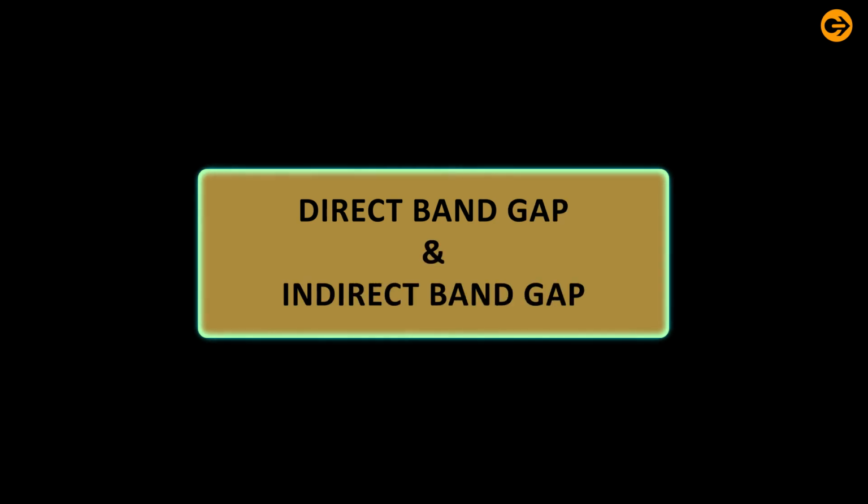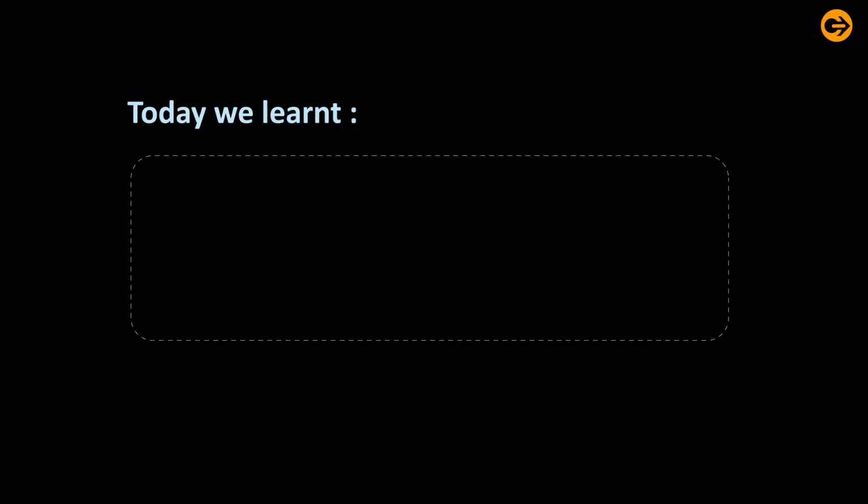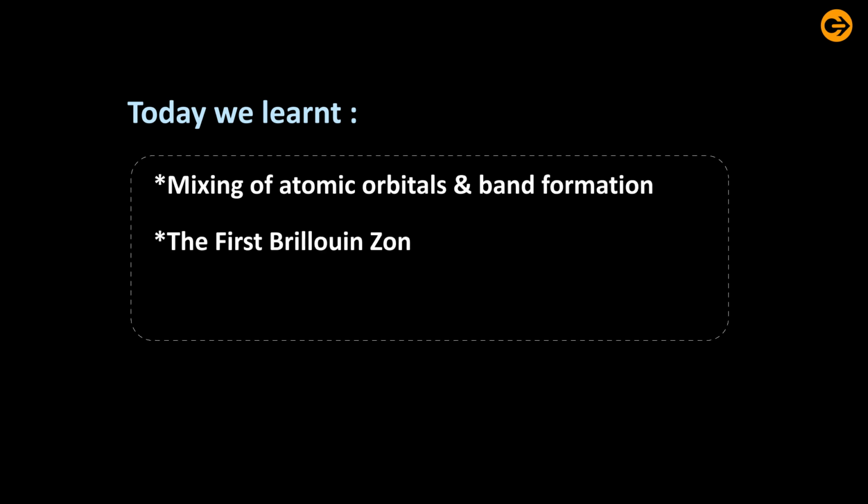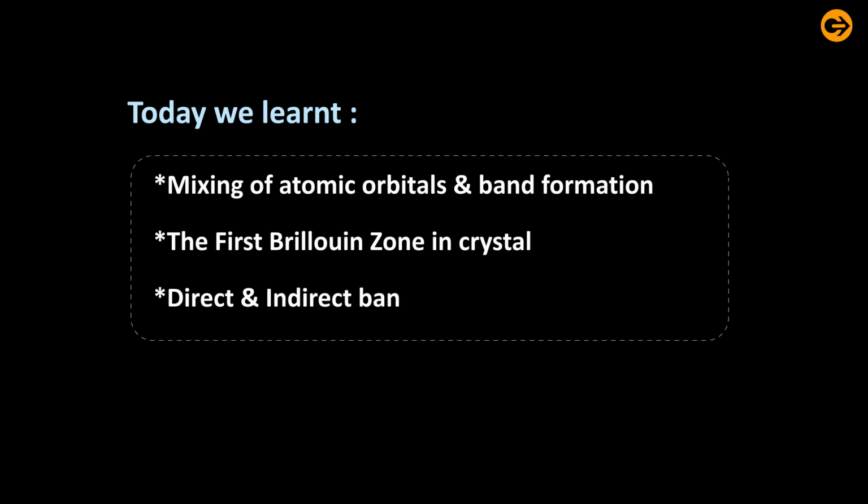That was direct band gap and indirect band gap, or DBG and IBG. And with this, we come to an end of this session. Today, we learned mixing of atomic orbitals and band formation, the first Brillouin zone in the crystal, and lastly, the direct band gap and the indirect band gap.